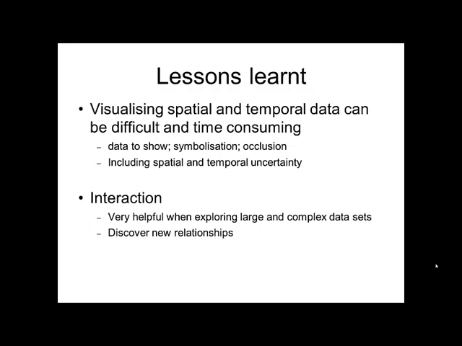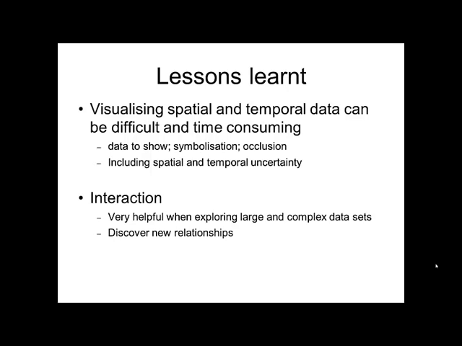All right, I think we've had quite enough of all this, but lessons learned. Visualizing spatial and temporal data can be difficult and time-consuming. You've got to decide what data to show, what symbolization to use, and deal with major problems of occlusion when you've got these large data sets, multiple raster layers and things like this that you're trying to relate.